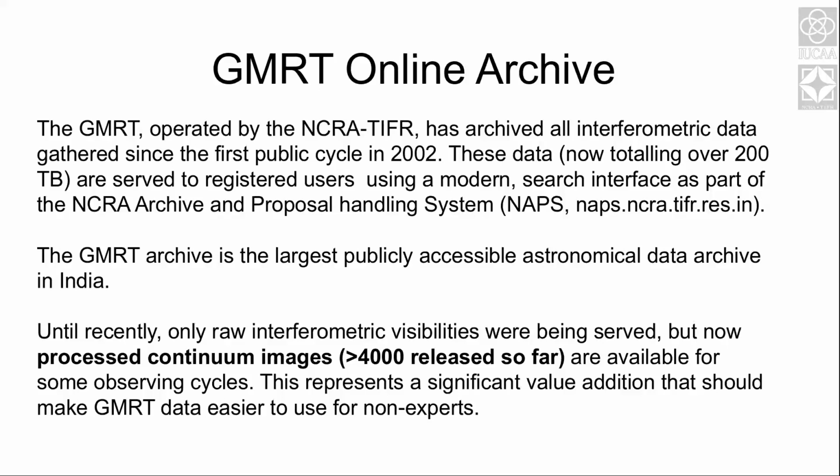We are only serving raw interferometric visibilities so far, but over the last year or so, we've been processing some of the old data that is sitting in the GMRT archive and generating processed continuum images and releasing them through the NAPS system. So we've released more than 4,000 images so far, mostly from observing cycles between 20 and 30. The goal behind this exercise is to provide some value added data that should make GMRT data easier to use for non-experts. So instead of having to put in the large effort involved in taking the raw data and processing it to get the science ready continuum images, we are providing the science ready continuum images directly to the users.